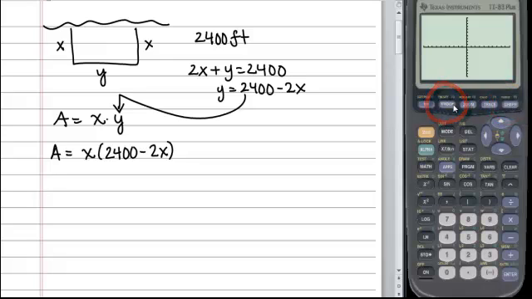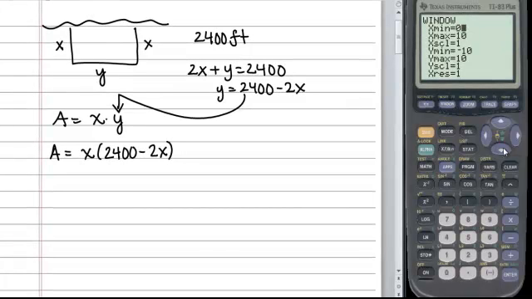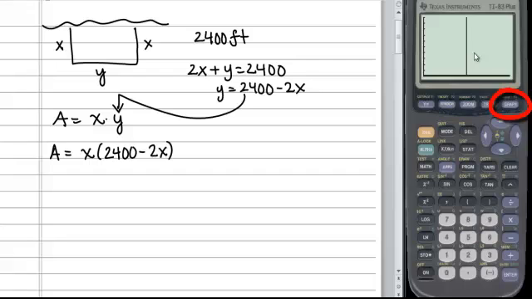So let's go to window and let's alter our values. I know that my x values have to be greater than 0, and x definitely has to be less than 2400, although quite honestly, it has to definitely be less than 1200 if you take a look at our equation. Our y values have to be positive. And so let's hit graph once again, and we still haven't found our maximum.